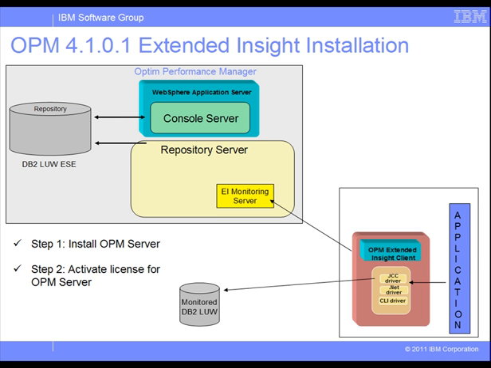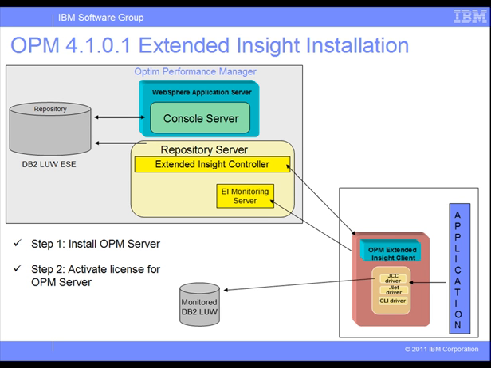The Extended Insight monitoring server is one of the three subcomponents of the Extended Insight server component, which is embedded in the repository server of Optim Performance Manager. There is one Extended Insight monitoring server available per monitored database for which Extended Insight monitoring is configured. The other two subcomponents of the Extended Insight server are the Extended Insight controller. This is a global controller that listens on a port for Extended Insight clients that are accessing the controller. The controller also knows about all available Extended Insight monitoring servers.